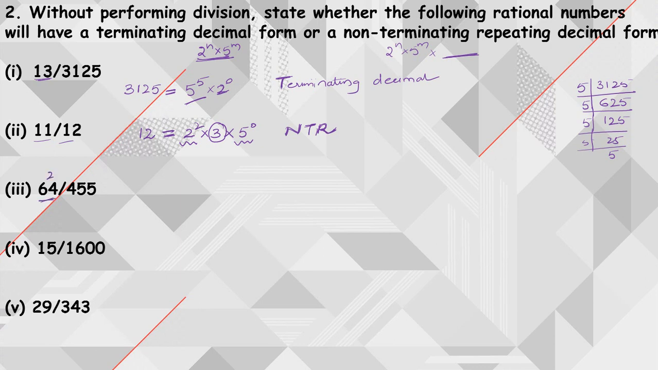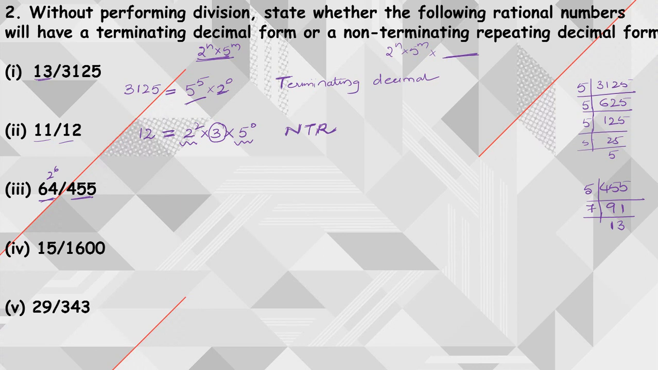Next, what about this? 64 means 2 power 6. Next, 455. We need to find the prime factorization of 455. So start with the 5 table. 5 9s are 45, 5 1s are 5. Next, which table? The 7 table. 7 1s are 7, 7 3s are 21. So 5 into 7 into 13.